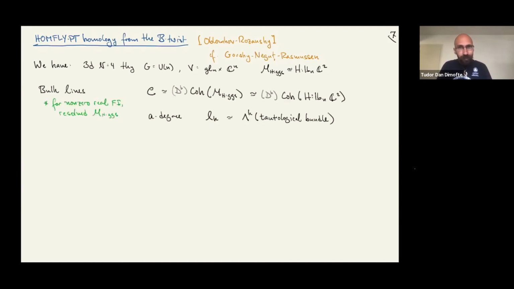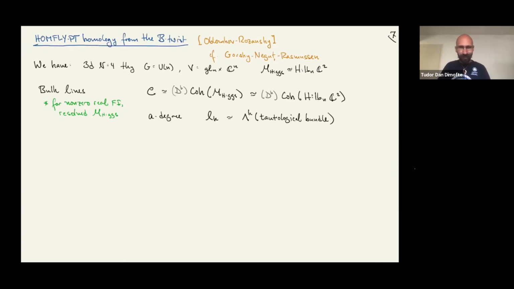The category of bulk lines is, in the full gauge theory, some horrible thing, but if we turn on a real FI parameter and resolve the Higgs branch, it just maps down to coherent sheaves on the resolved Higgs branch, which is the Hilbert scheme of points on C2.